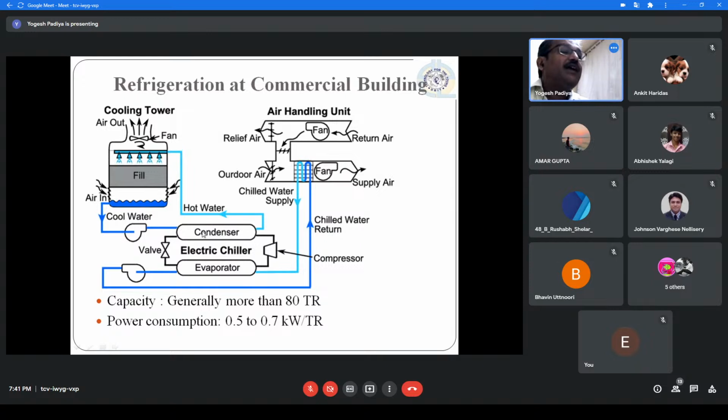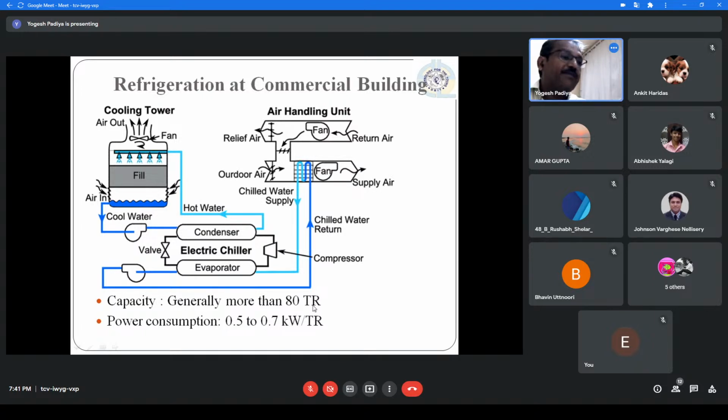So it means that I shall maintain this temperature as low as possible, and the difference between this and this shall be low. That is called LMTD. So LMTD in the evaporator and condenser shall be low. Sometimes it is maintained at 0.6. I have seen 0.6, and even at some places I have seen 2 to 3 Kelvin being maintained between the refrigerant and the water.